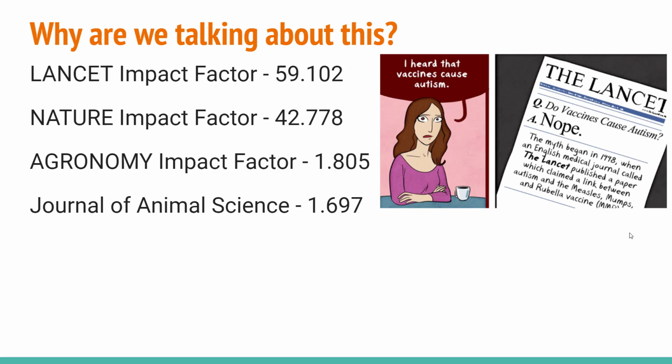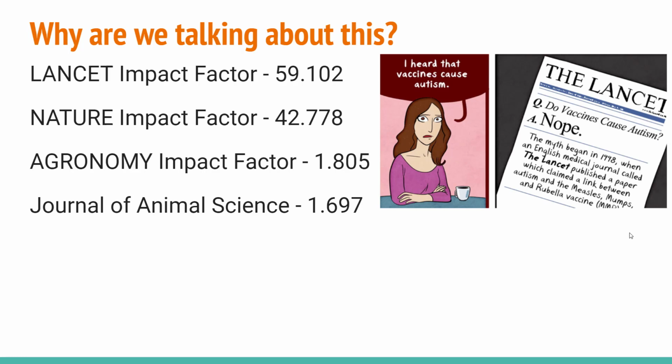Just to give you some relevance, our major ag journals that we use quite often are Agronomy, with an impact factor of 1.8, and the Journal of Animal Science, which I serve on the editorial board for, with an impact factor of 1.69. It actually just went up a little bit. I just wanted to give you some background on what impact factors are relative to the prestige of the journal a scientist publishes in, because the Lancet in Great Britain was a really prestigious journal that has a very rigorous peer review process.